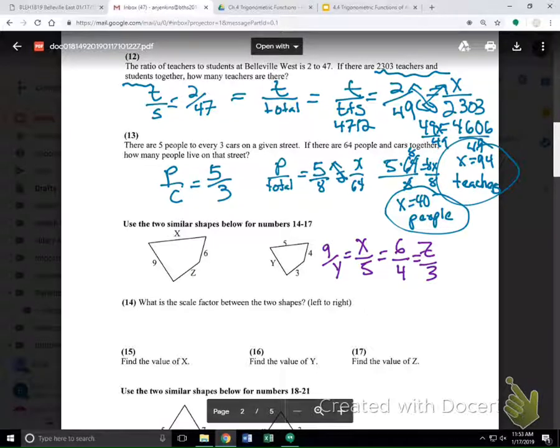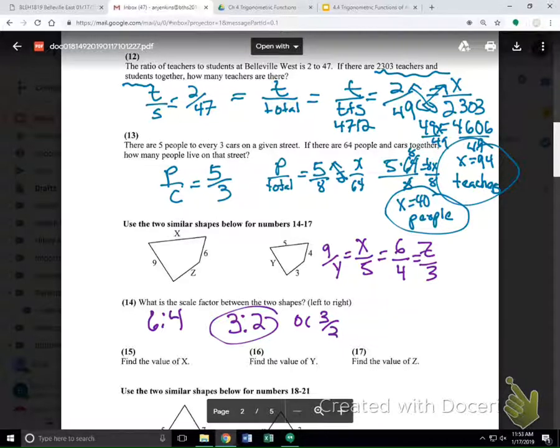After that, we're looking for the scale factor. The scale factor is going to be the one, since we know it's similar, that has both numbers, no variables. So in this case, that's going to be 6 to 4. 6 to 4, we can reduce that. How does that reduce? Yep, 3 to 2. Nice job. Or you can write it as the fraction 3 over 2. That's all they want for that question.